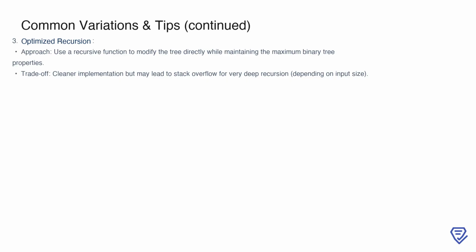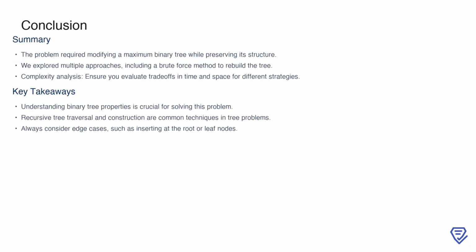By understanding these trade-offs and selecting the most appropriate method for the scenario, you can create a solution that is both efficient and robust. Great job making it to the end. To summarize, we covered the key steps to modify a maximum binary tree and analyzed the trade-offs of our approaches. Remember to practice similar problems to strengthen your skills.